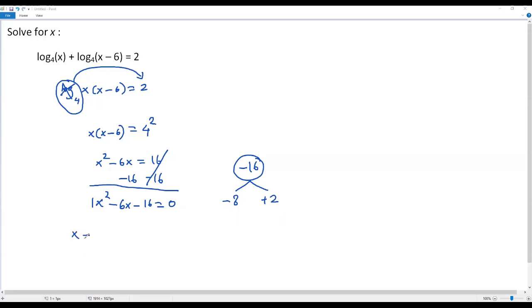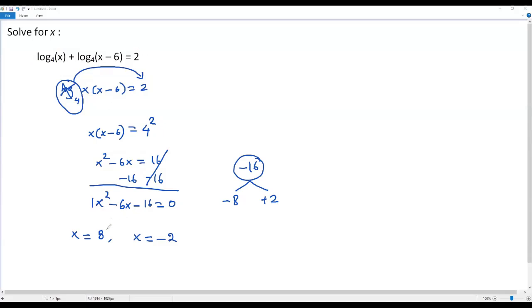Now we have to get two values for x from these two factors. How? To get the first value of x, I change the sign of the first factor, negative 8. When I change its sign, it will be positive 8. So x equals 8 is the first value of x. Now let's get the second value of x. For that, we change the sign of the second factor. It's already positive; if I change the sign, it will be negative 2. So now I got the two values of x. I have solved the given logarithmic equation and I got two values of x, 8 and negative 2.